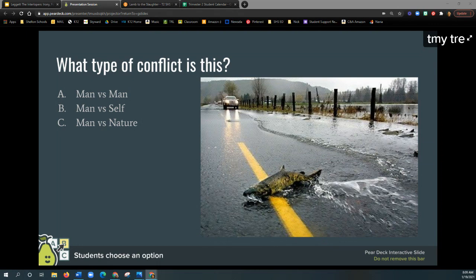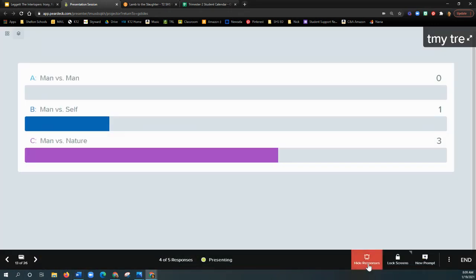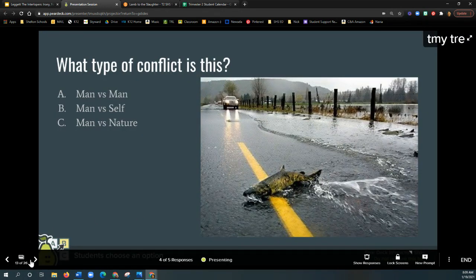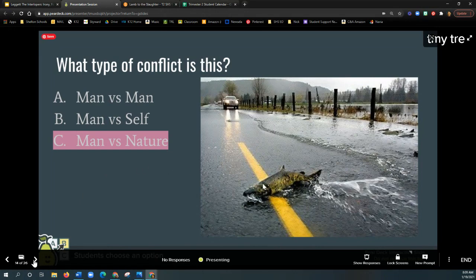Okay, what do we have? Ooh, man versus self, man versus nature. Okay, interesting. The answer that I had in here is that it's man versus nature, because you have a fishy struggling. This is like the Skokie Valley when the water rises and we have flood warnings. So you could imagine that this person is having to navigate this natural situation. Okay, next one. Good job.